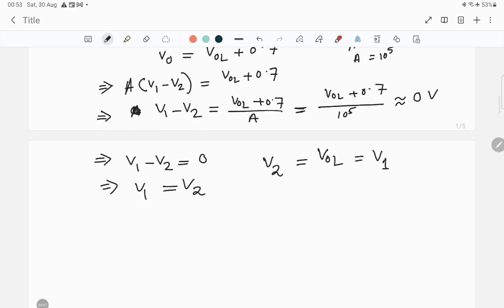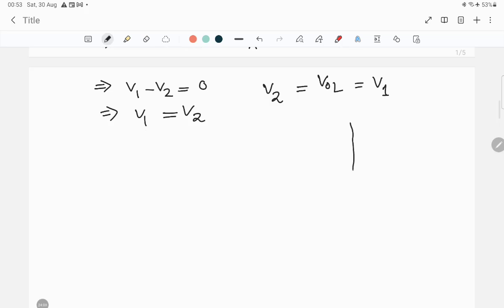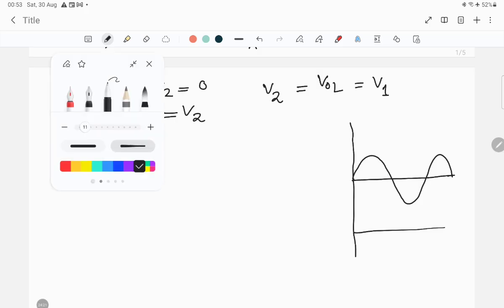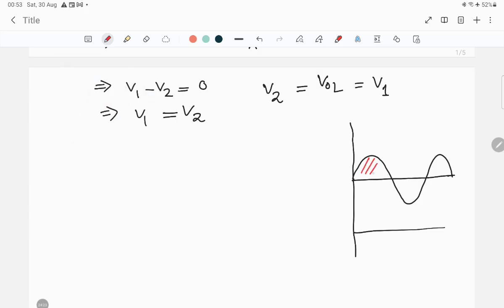So for the first half cycle, all the voltage, or the similar pattern of voltage, will appear at the output. And there will be no voltage drop due to this diode configuration.